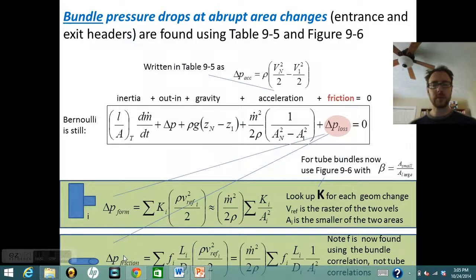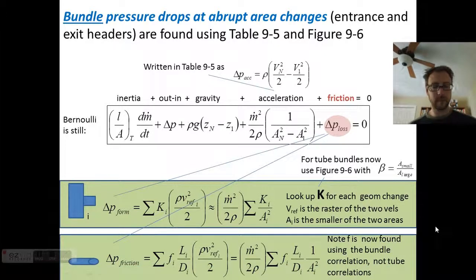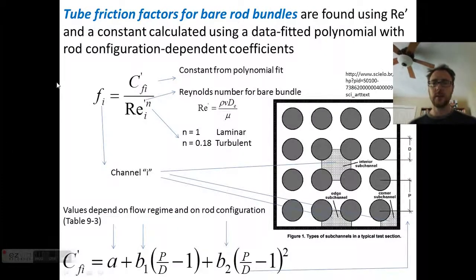And then for the friction factor, this is the same equation from the last slide, except that this friction factor now is not the friction factor that we found in laminar flow for tubes or from turbulent flow for tubes. This is a bundle friction factor. So we have to find the friction factor using the bundle correlation, not a tube correlation. So let's look at that.